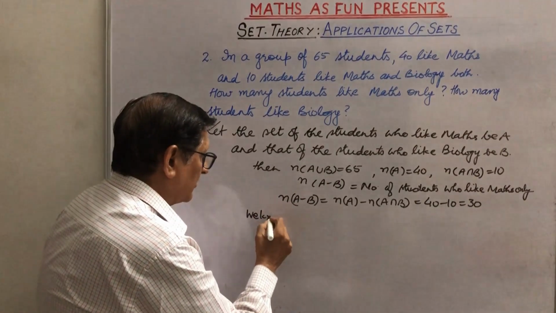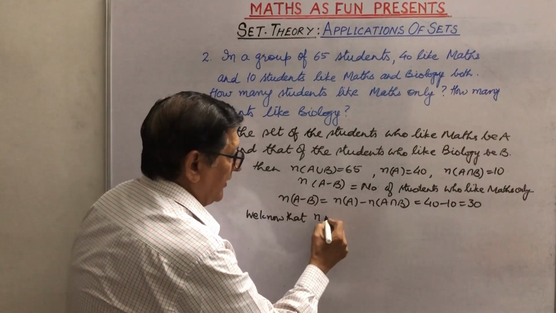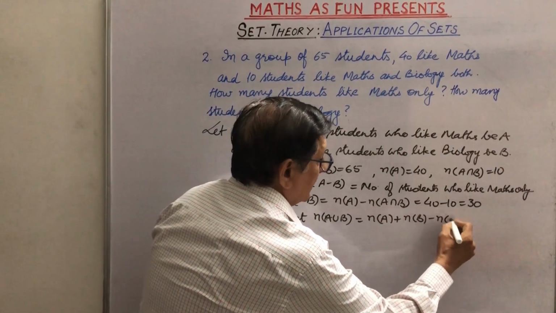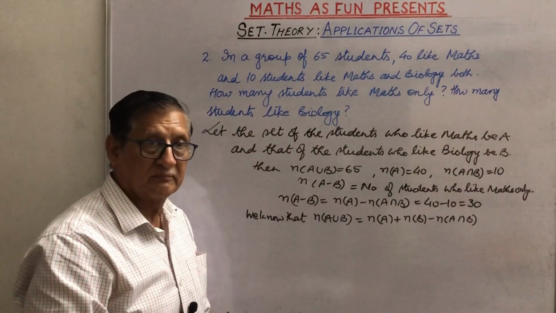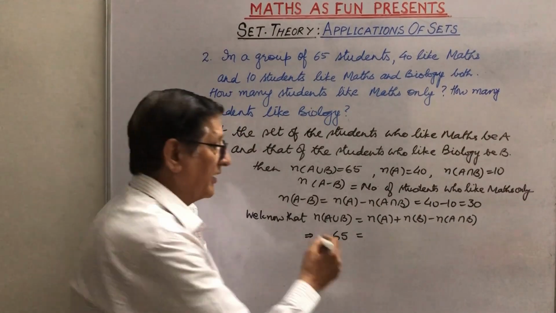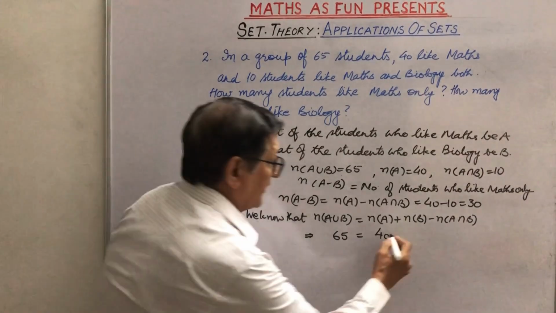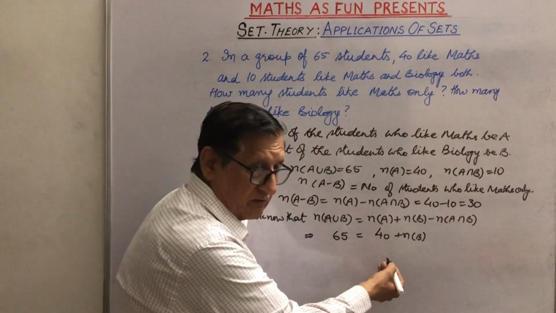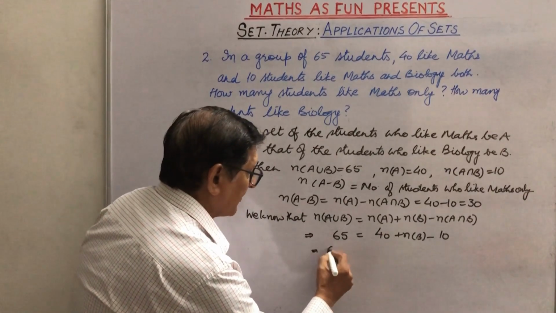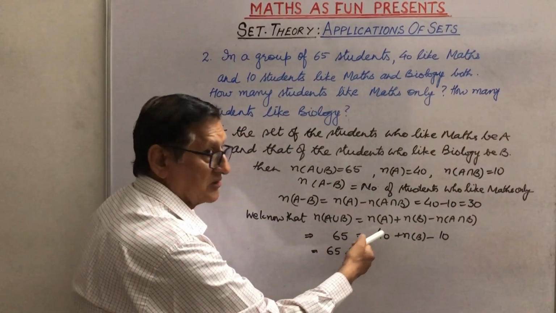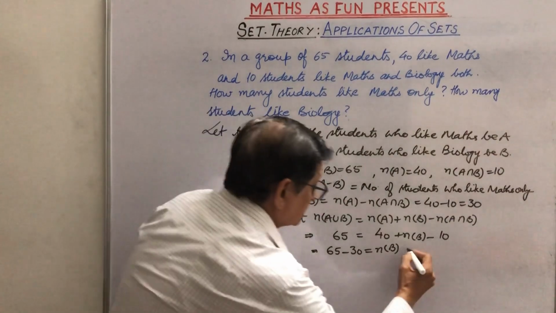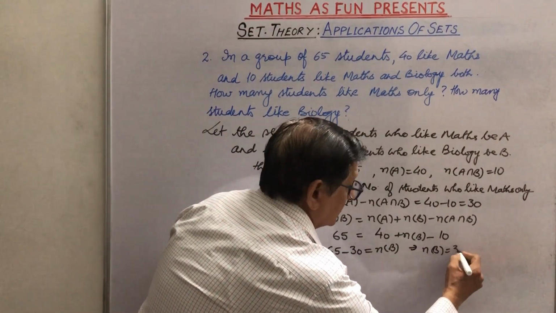We can write here, we know that N(A union B) is equal to N(A) plus N(B) minus N(A intersection B). Applying the values, N(A union B) is 65, N(A) is 40, plus N(B), which we have to find, minus N(A intersection B) is 10. Using transposition, we are getting 65 minus 40 minus 10, that is 30. So 30 is equal to N(B)... It means N(B) is equal to 35.